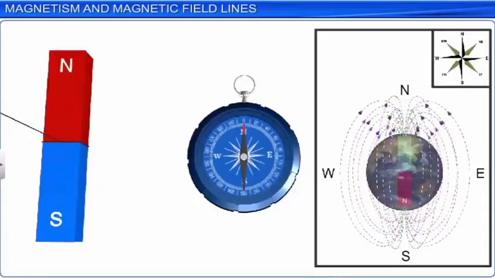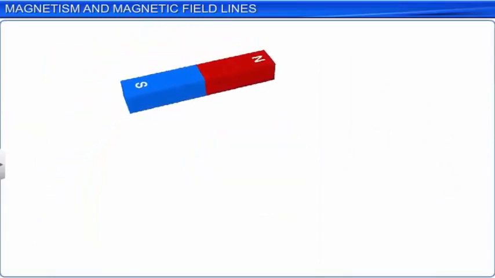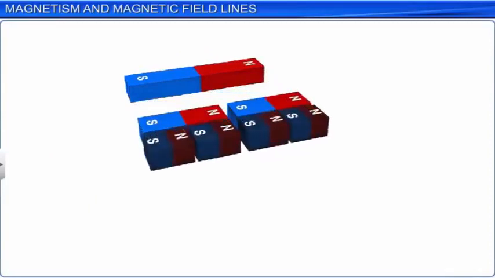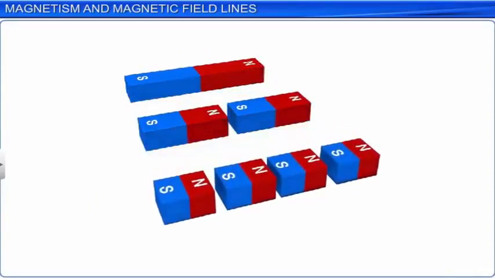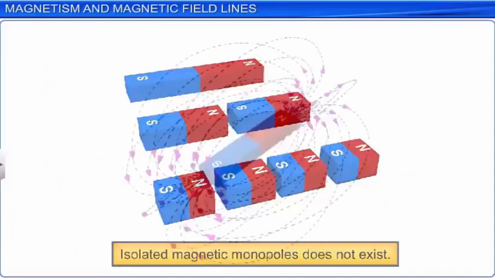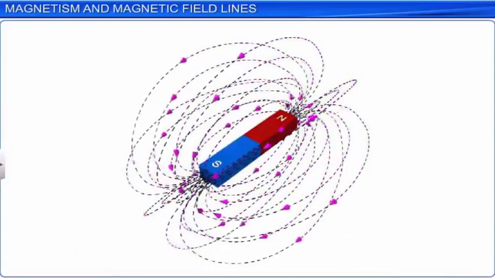If a bar magnet is broken into two pieces, we get two similar magnets with a decrease in the magnitude of their properties. Thus, magnets always exist in dipoles. Isolated magnetic monopoles do not exist. This implies that an isolated magnetic north pole or south pole does not exist. Let us now discuss an activity about the magnetic field lines of a bar magnet.